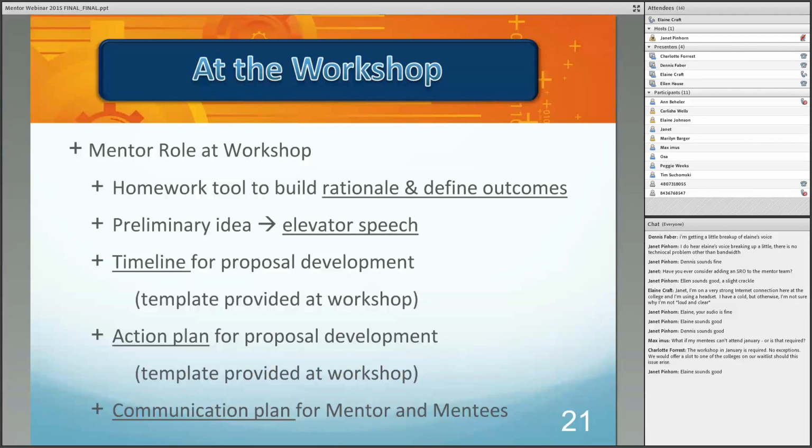So, to recap, the desired outcome for the workshop is a refined and clearly articulated project statement that will be their elevator speech, and a work plan so that they know who's going to do what and when they leave, and a mentor-mentee communication plan for moving forward following the workshop.